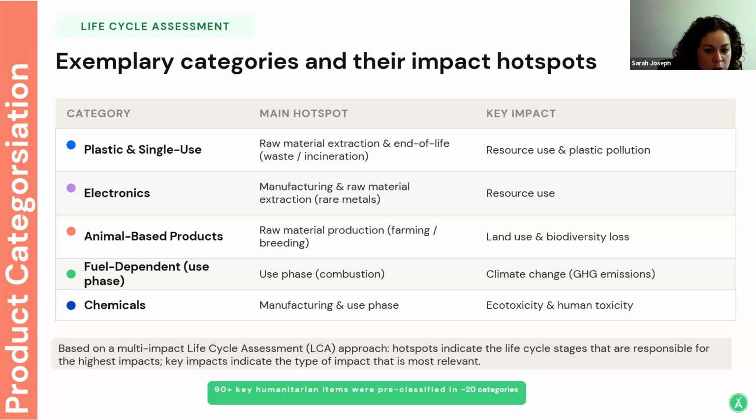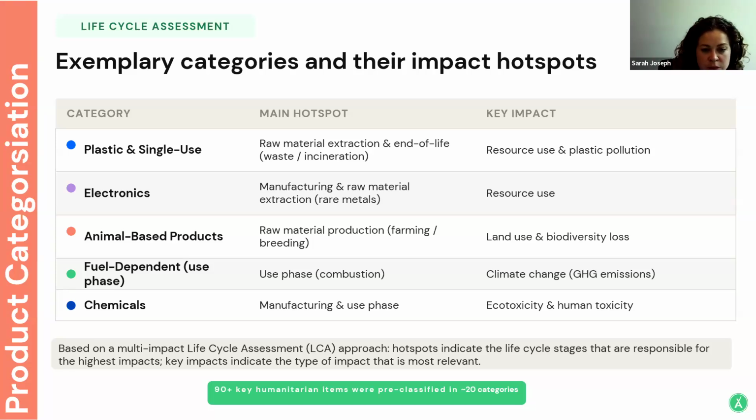When we think about animal-based products, so now we're branching into food, which is on its own a bit more complex than other items. We know that animal-based products tend to have a higher environmental impact than plant-based food products, but they're also maybe different. So the farming, the breeding, the production have impacts on land use and biodiversity. And then so on and so forth. We have field-dependent use phase. So this could be items that require energy, which then result in greenhouse gas emissions, or, for example, chemicals that have a high manufacturing and use phase, which have then impacts on ecotoxicity and human toxicity.